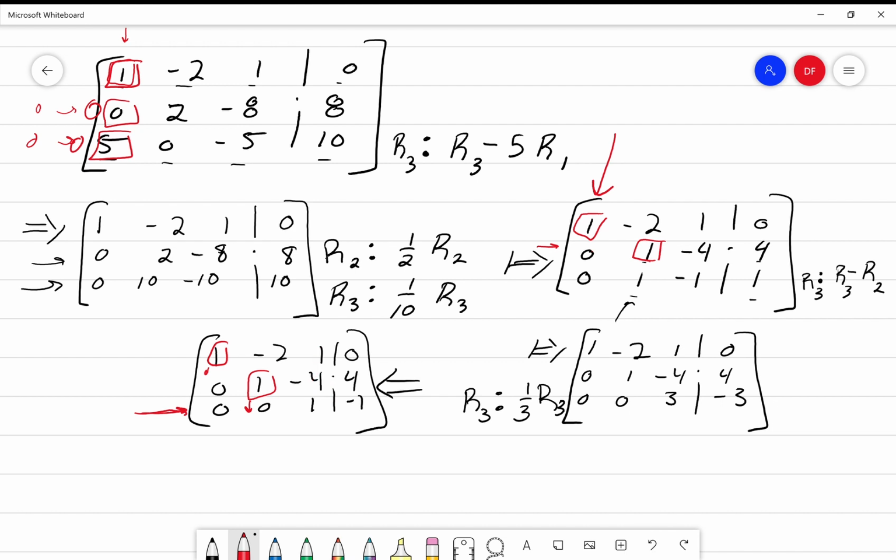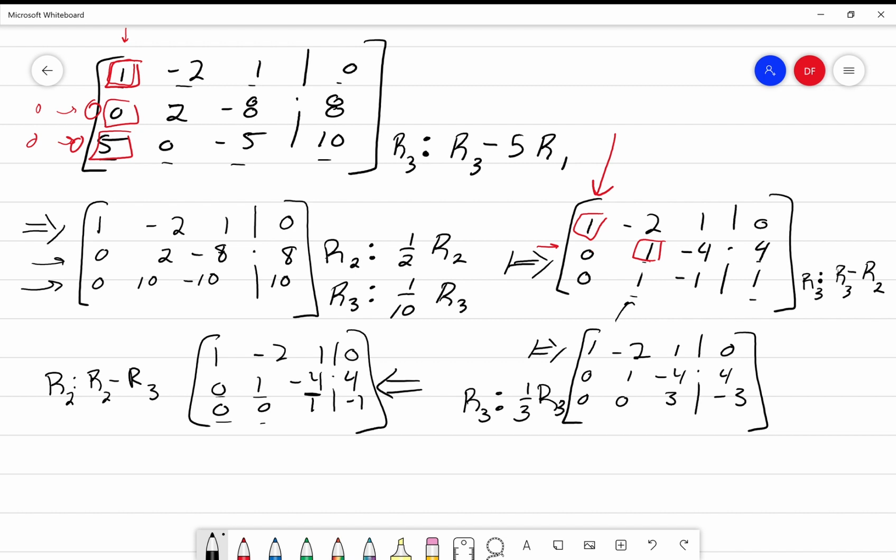How do I do that? Well, I'll take row 2 and I will replace it with row 2 minus row 3. And when I do that, these ones will stay the same because I have zeros here. The only one that'll change is this negative 4.